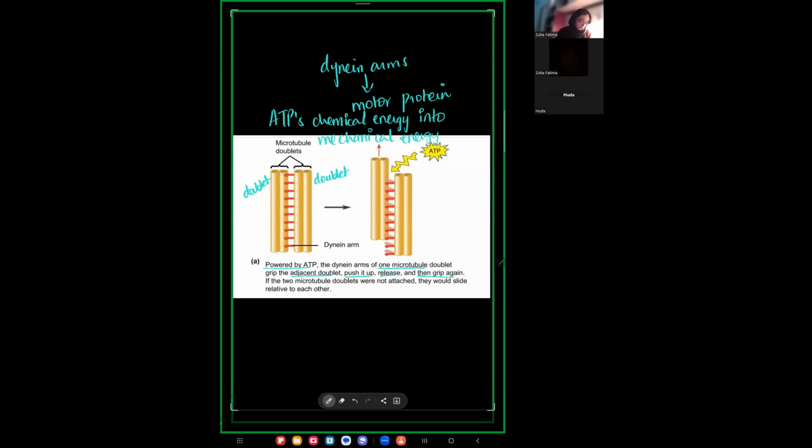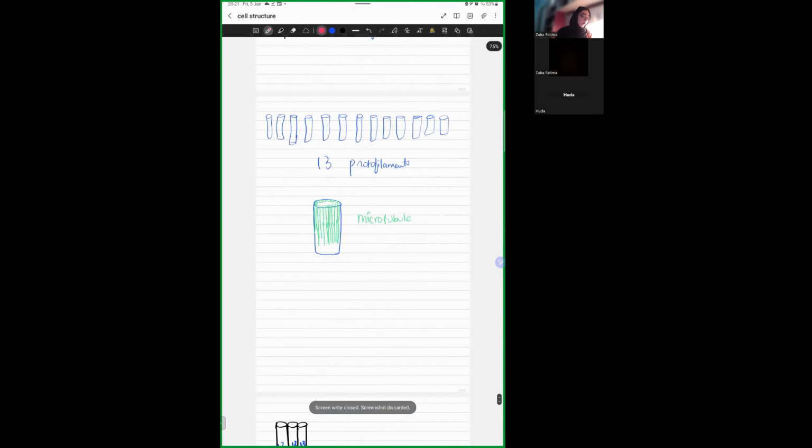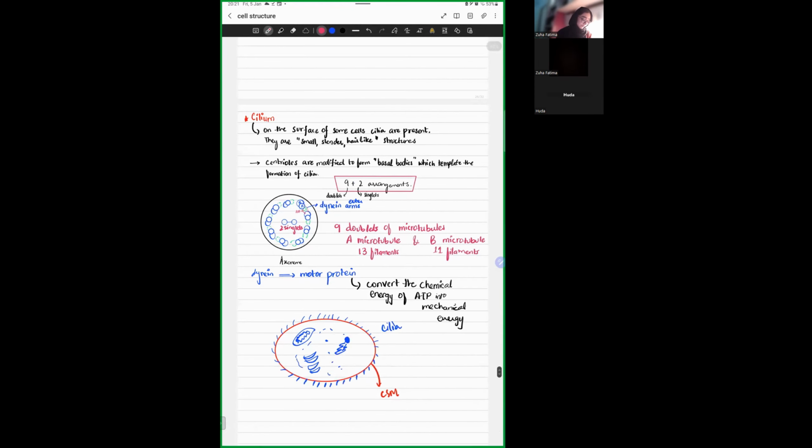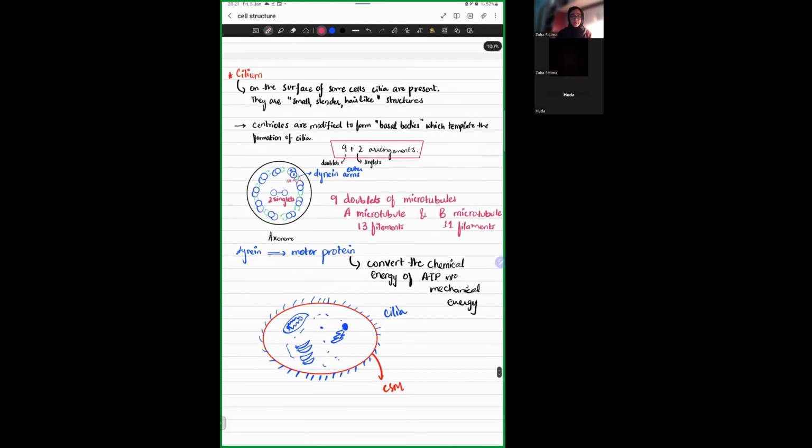So any questions so far about this? Anything that you are unable to understand about cilia? Is the structure clear? Is it clear why there is motion?